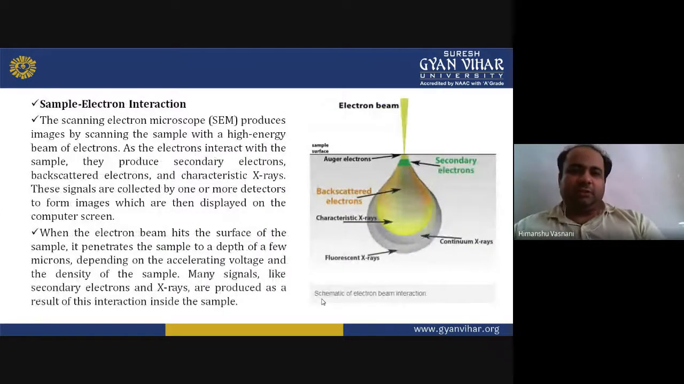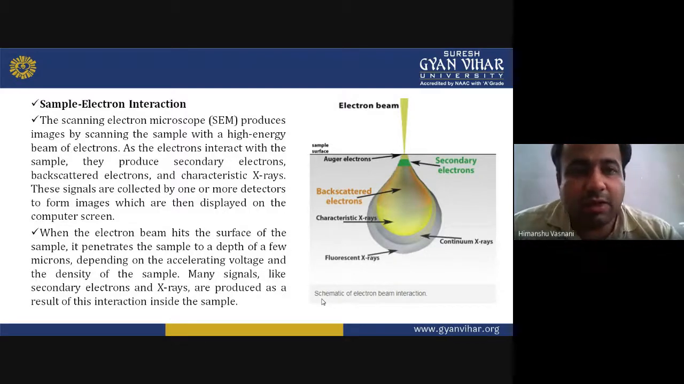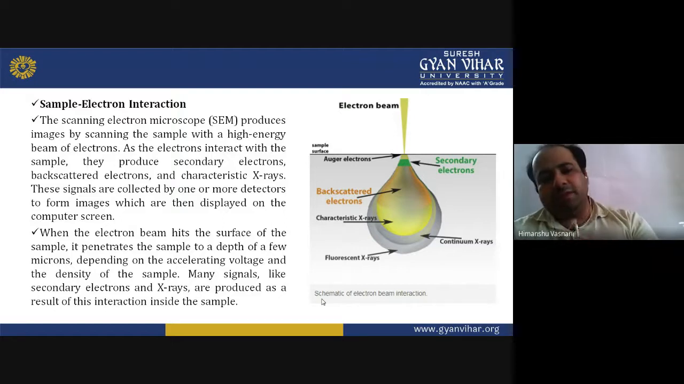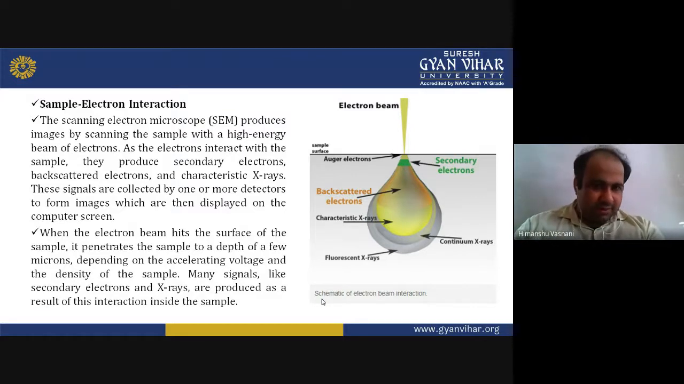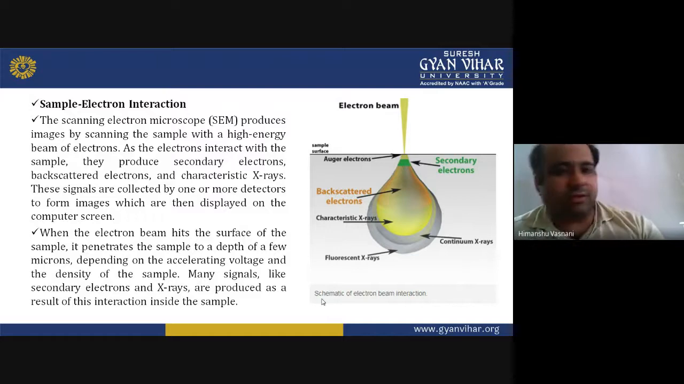Now, the sample electron interaction: how does this happen? The scanning electron microscope produces images by scanning the sample with a high energy beam of electrons. As the electrons interact with the sample, they produce secondary electrons, backscattered electrons, and characteristic X-rays. These signals are collected by one or more detectors to form images, which are then displayed on the computer screen. When the electron beam hits the surface of the sample, it penetrates the sample to a depth of a few microns, depending on the accelerating voltage and the density of the sample. Many signals like secondary electrons and X-rays are produced as a result of this interaction inside the sample.